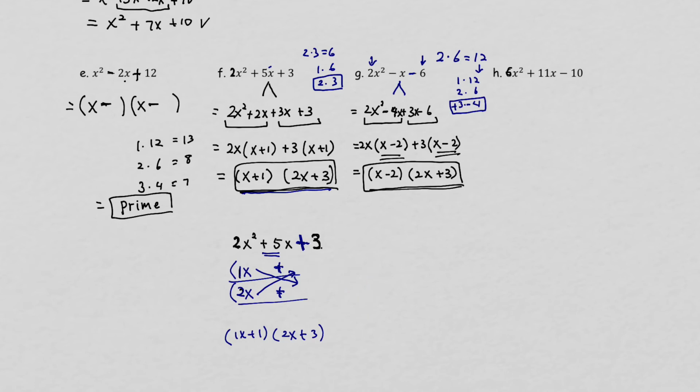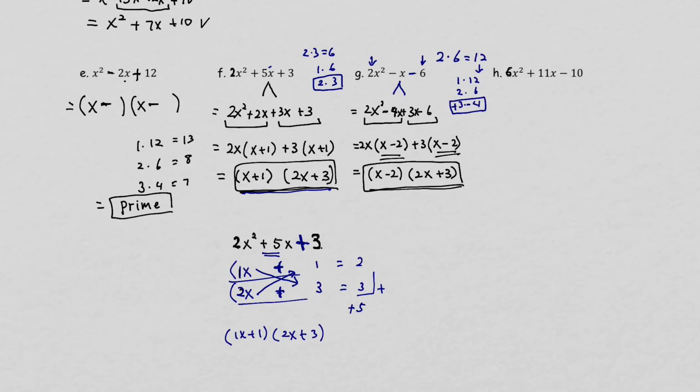So this is not the right order. I will put 1 here and 3 there. Cross multiplying, I get 2 and 3. When I add them, I get 5, and I have to have positive 5. That's why both signs have to be positive, right?